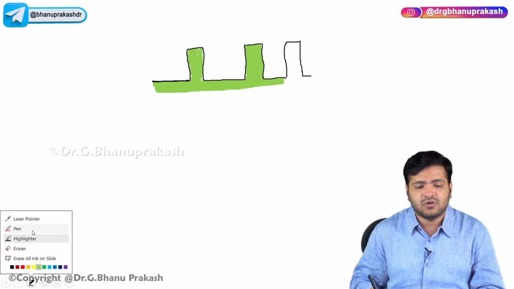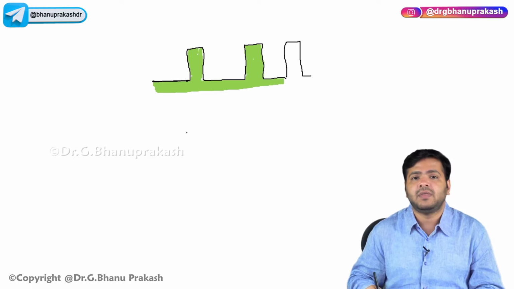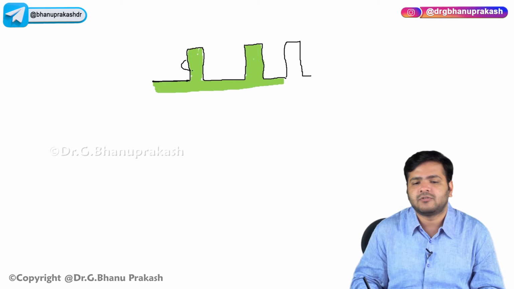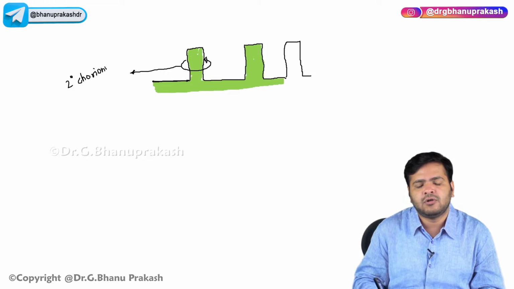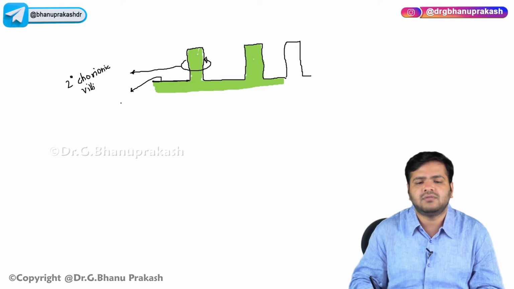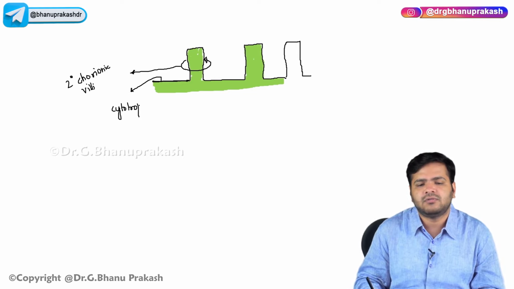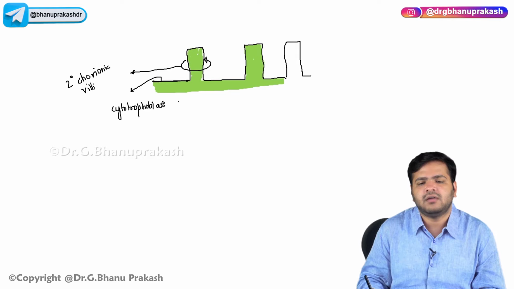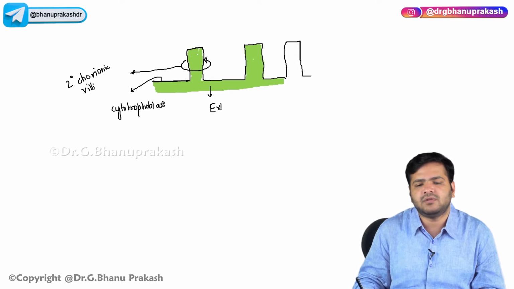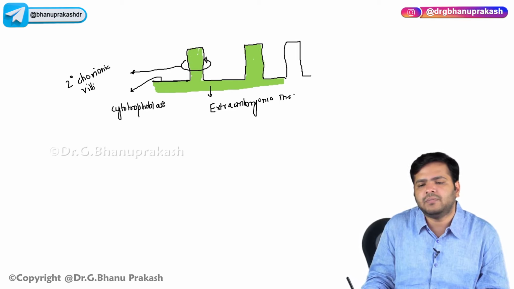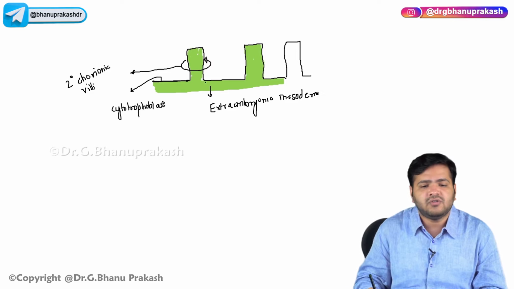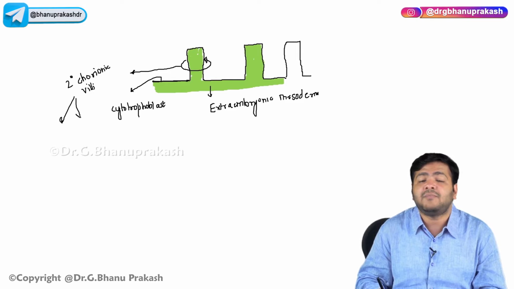So yes, please try to draw each and every structure. It is very important. So remember, this is called the secondary chorionic villi. And if I ask you what this actually is, you already know this is the cytotrophoblast, right? And this is the extra embryonic mesoderm. Now, the secondary chorionic villi is made up of two things.